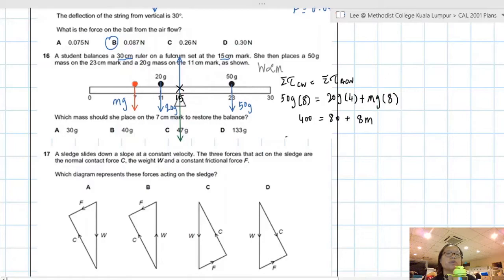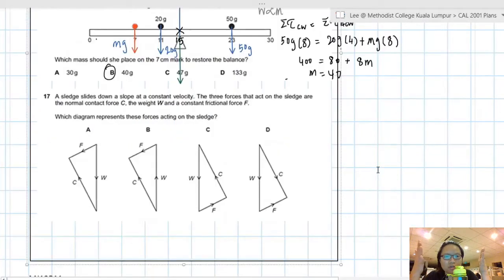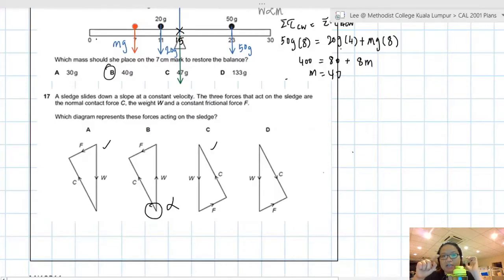So in question 17, there is a slope, and your sledge will slide down the slope at constant velocity. The three forces acting on the sled are your normal force, weight, and friction. Constant velocity means equilibrium, so we are looking for closed triangles.